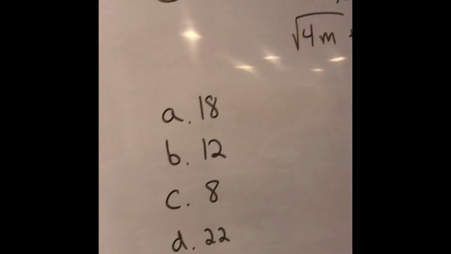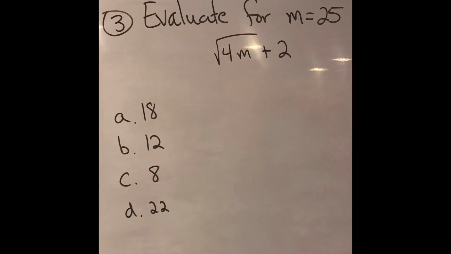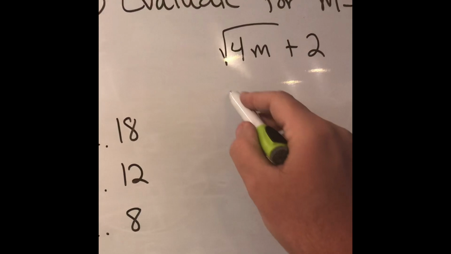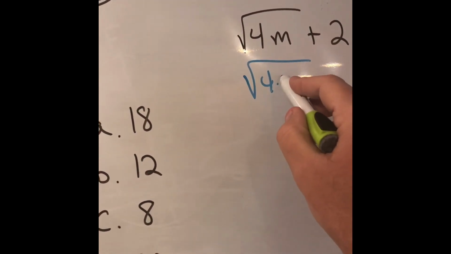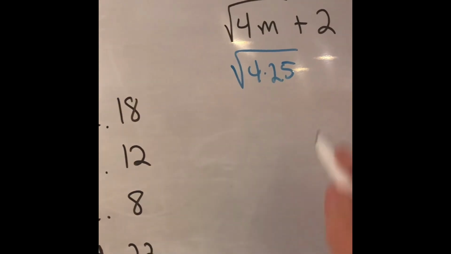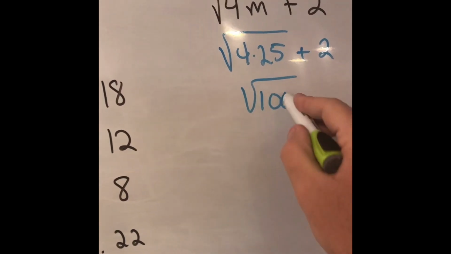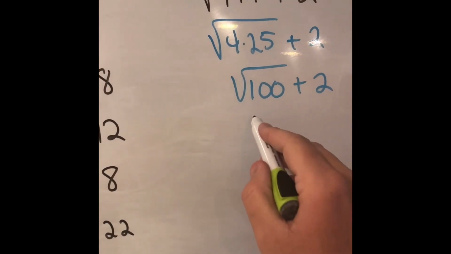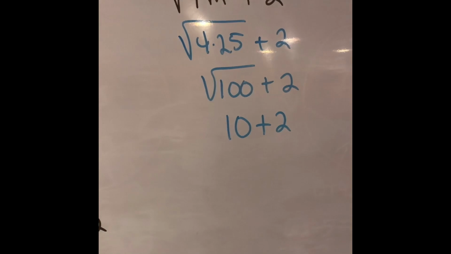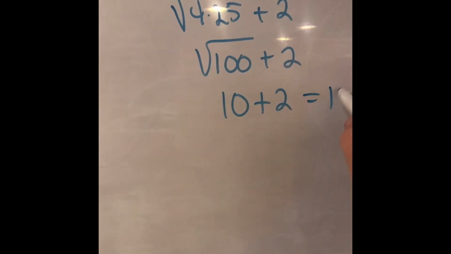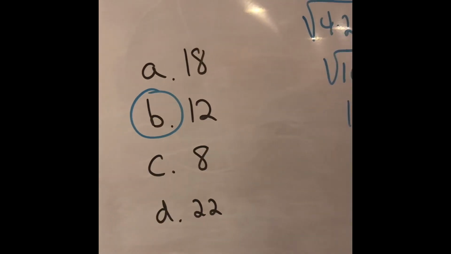And for the last one, evaluate for when m equals 25. So all we're doing is we're putting 25 in here. So if I rewrite this as 4, but instead of m, that's 4 times 25 plus 2. Well, 4 times 25 is 100. And what's the square root of 100? The square root of 100 is 10. 10 plus 2 is 12. And if we go to our answers, that answer is B.